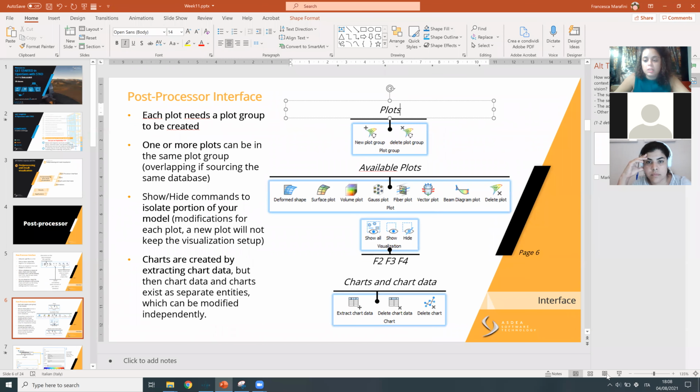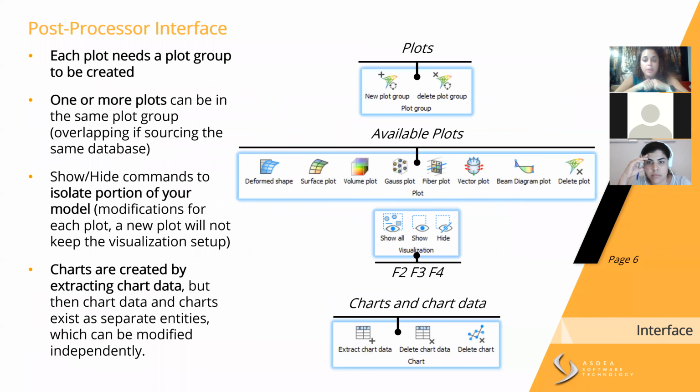Then we have the plot tab. In the plot tab, you have to create a plot group for every kind of plot that you want to include in your post processor. You cannot add a plot if you don't have a plot group, so it's necessary to have one. In the same plot group, you can have more than one plot.